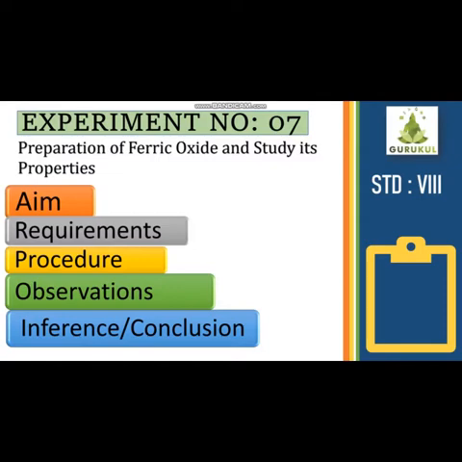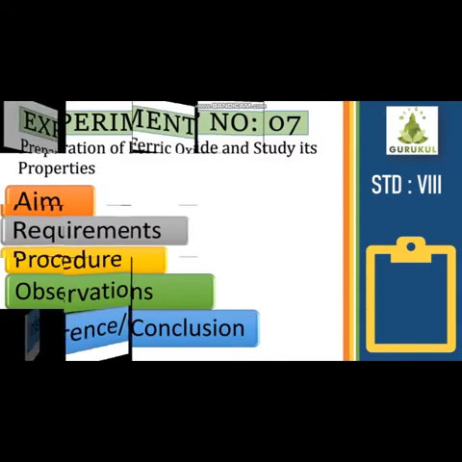Clear? Again, this experiment we are going to learn under 5 subheadings. We have aim, requirements, procedure, observations, inference or conclusion. Okay, so let's understand aim in detail.